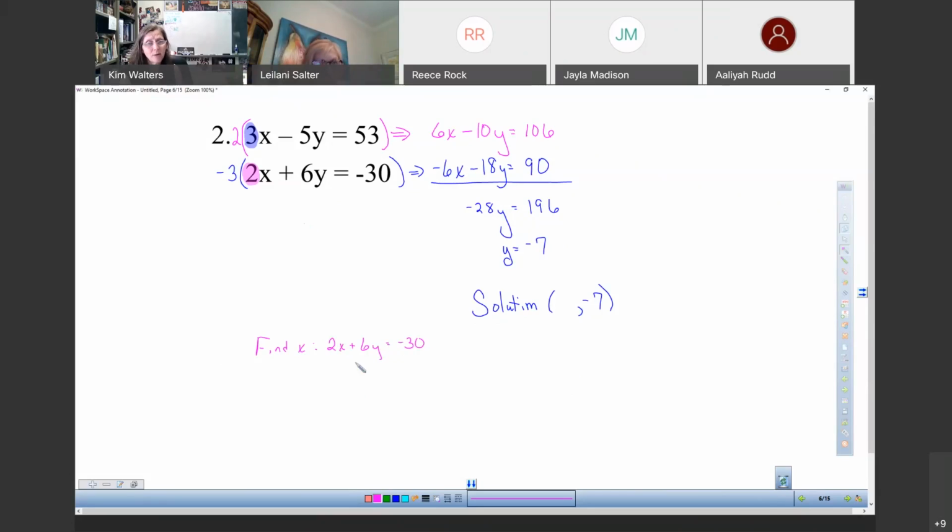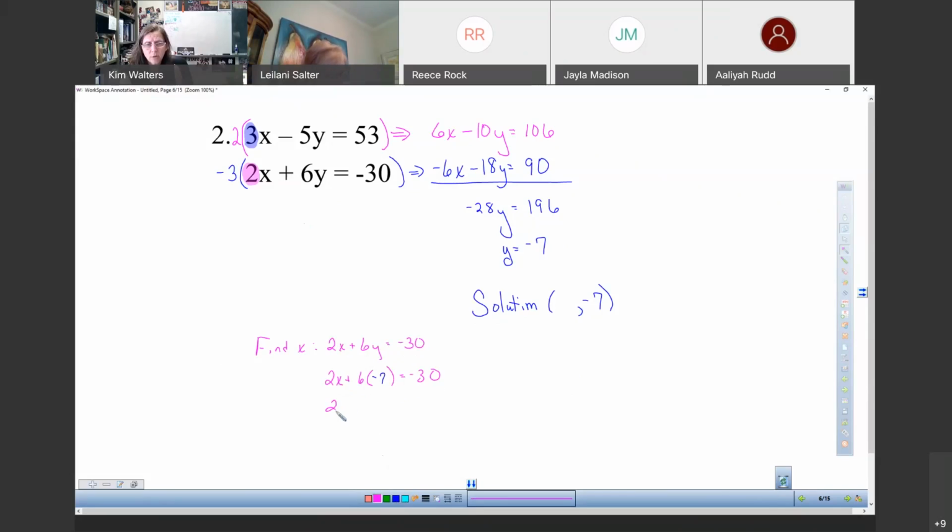I just picked that one. I like to write down the one I'm going to use so that when I go back and look at my work, it's just helpful to me. So 6 times, and my y value is negative 7. And this is equal to negative 30.